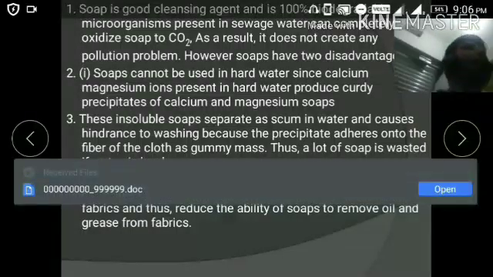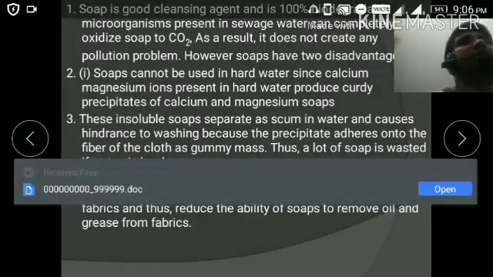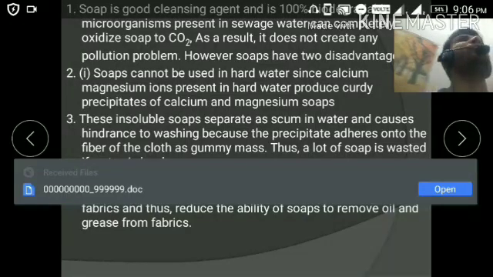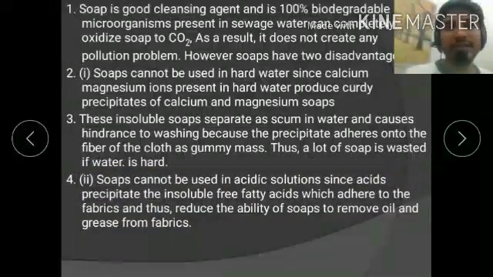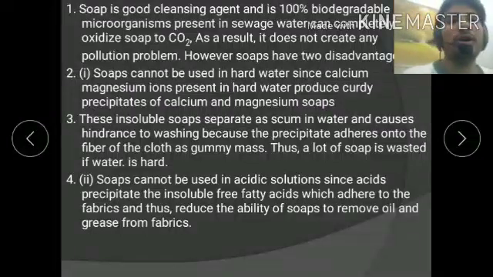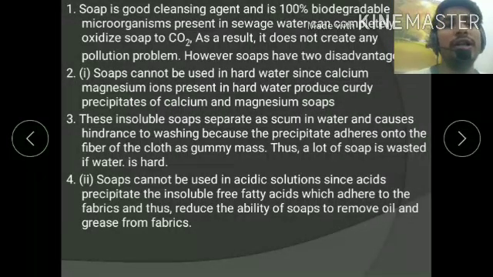What is fatty acid? Oleic acid, palmitic acid, stearic acid, the fat or oil that we use for the preparation of soap, is called fatty acid. That's why we cannot use soap in an acidic solution.